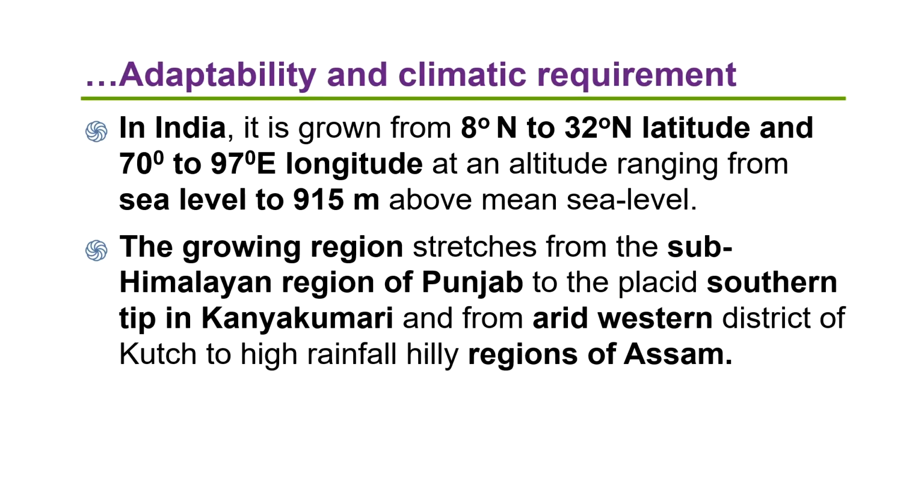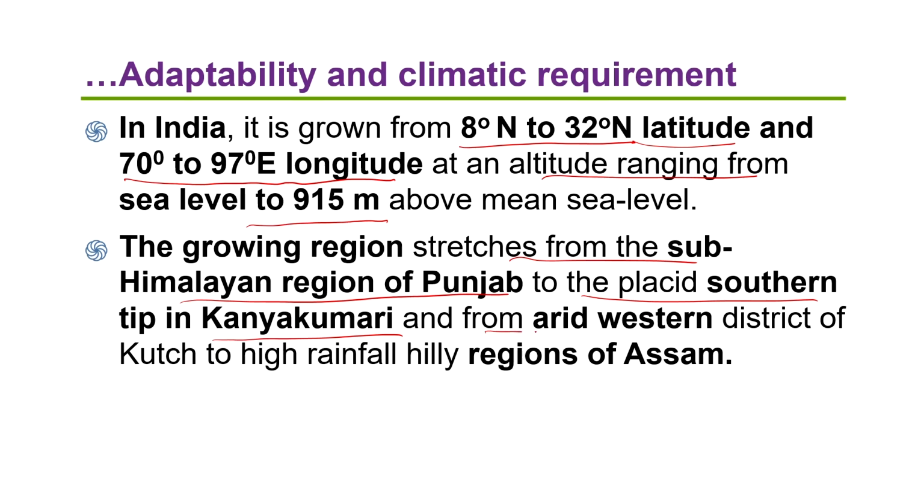In India, it is grown from 8° north to 32° north latitude and 70° to 97° east longitude, and at an altitude ranging from sea level to 915 meters above the mean sea level. The growing region stretches from the sub-Himalayan region of Punjab to the placid southern tip in Kanyakumari and from the arid western district of Kutch to high rainfall hilly regions of Assam. So you can see, except some Himalayan parts at high altitude, in all other parts of India cotton can be grown.